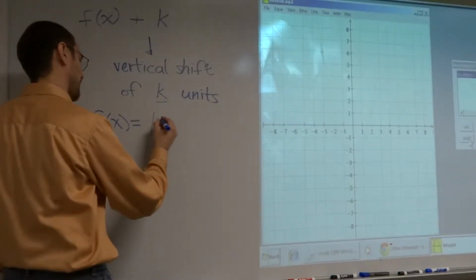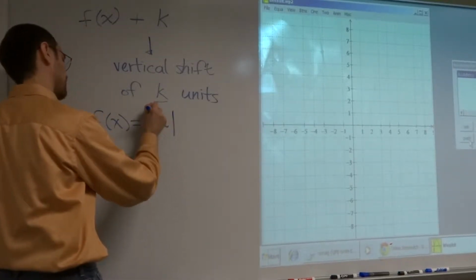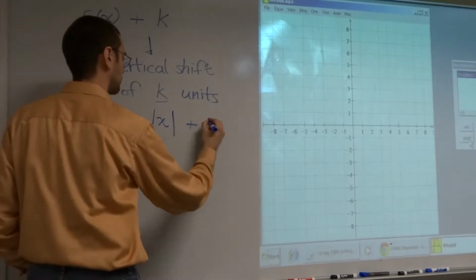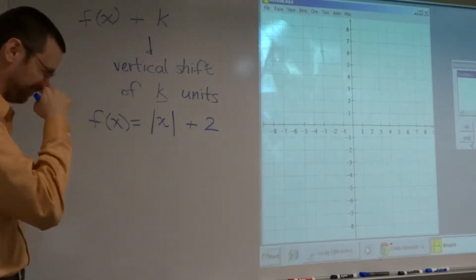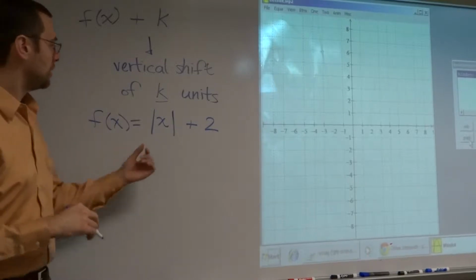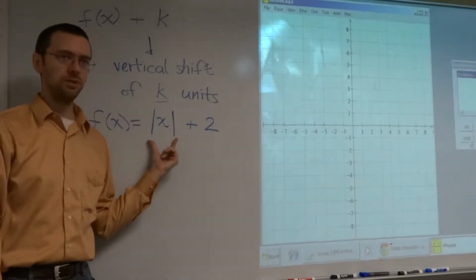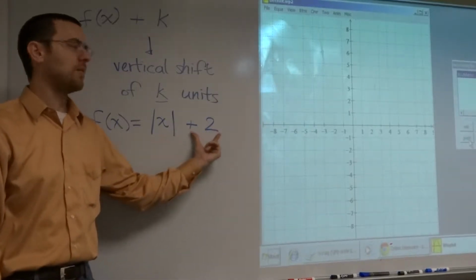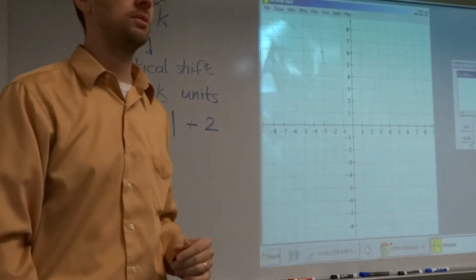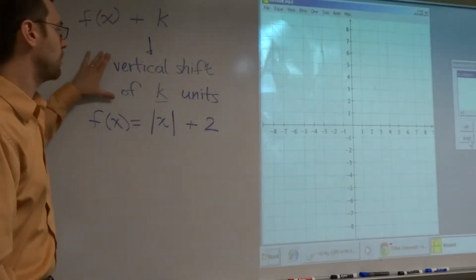So let's try this one. If I have the absolute value of x plus 2. Notice what you have here is that you have the absolute value function, and then you have the plus 2 outside of that. So according to what I have up here, what do you think that means?